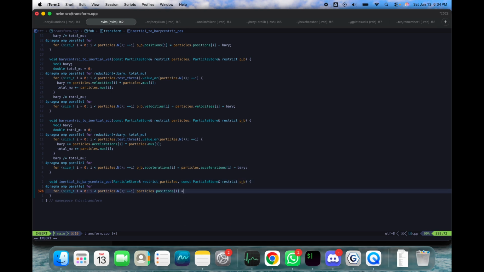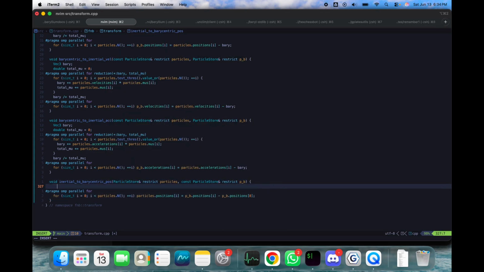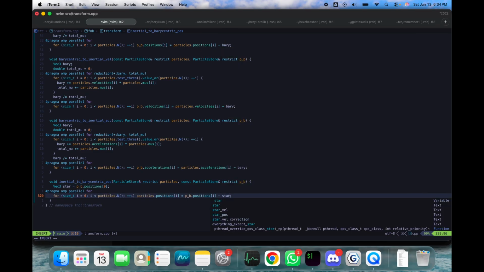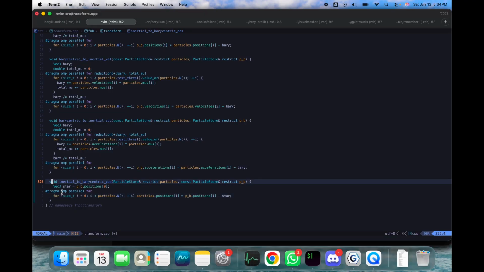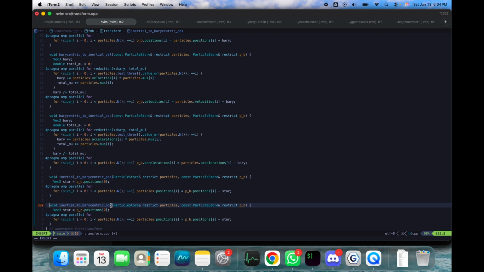And okay, that's done. Now we can just go pb.positions index i minus pb.position to next 0, and no, I'm just gonna call it, put star equals pb.position to next 0, and I'm going to call star. Okay. I'm optimizing for copy-paste-ability here.